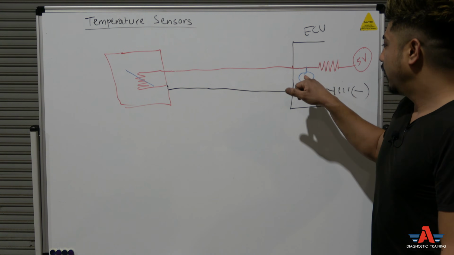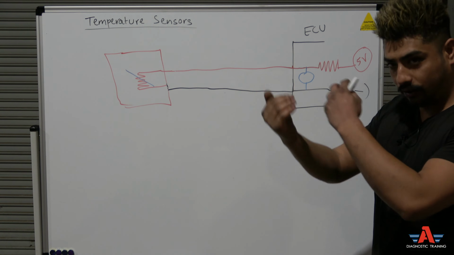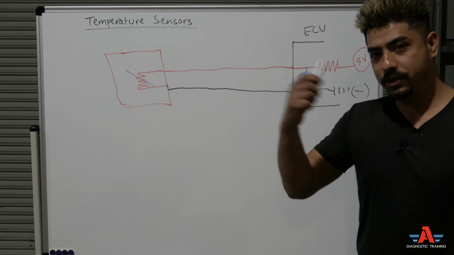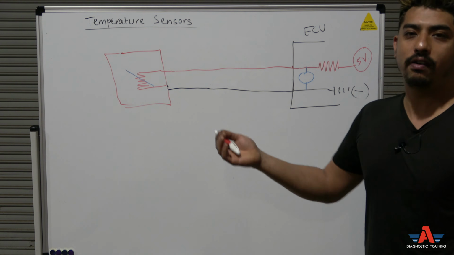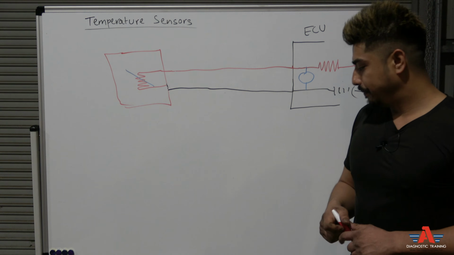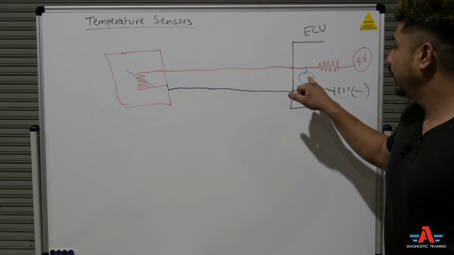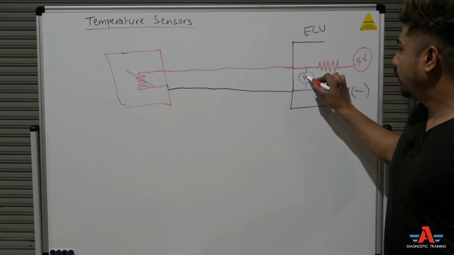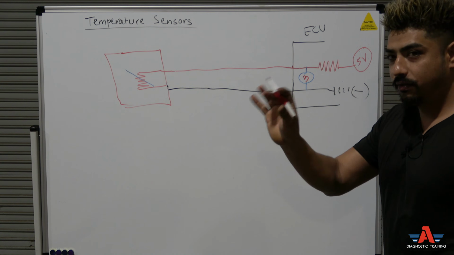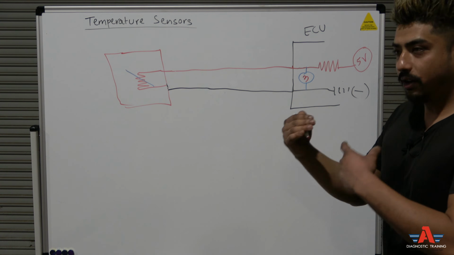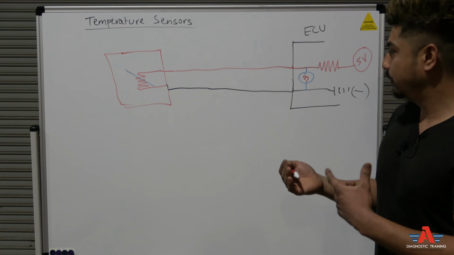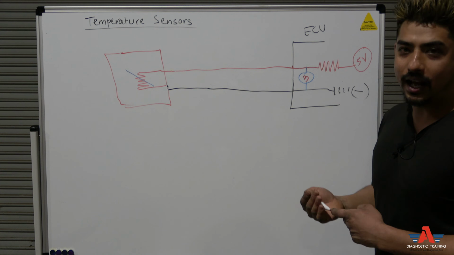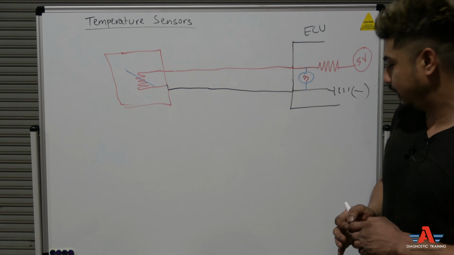Sometimes on the scan tool you'll have a voltage reading, like on the live data, as well as the temperature reading, in degrees Celsius or degrees Fahrenheit, whatever units you're using. So if the computer is seeing 3 volts here, you're going to see 3 volts on the scan tool. And the temperature reading you're seeing on the scan tool, together with the voltage reading, is the ECU having processed that data and converted it into a temperature reading. Okay, guys?